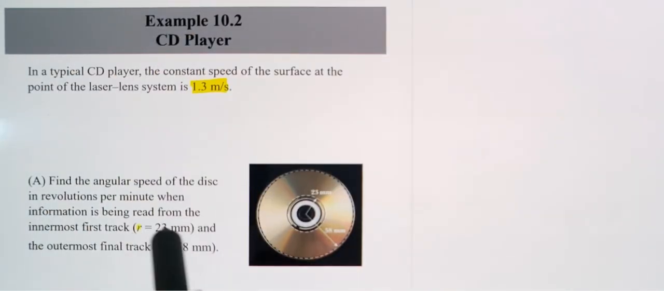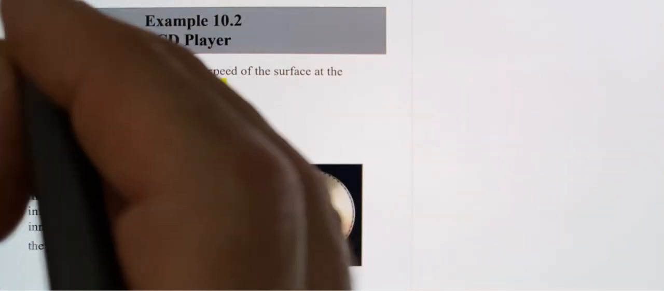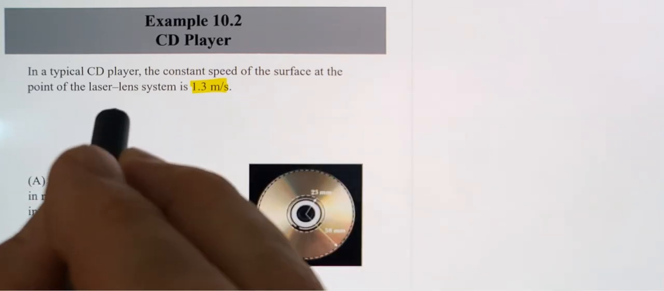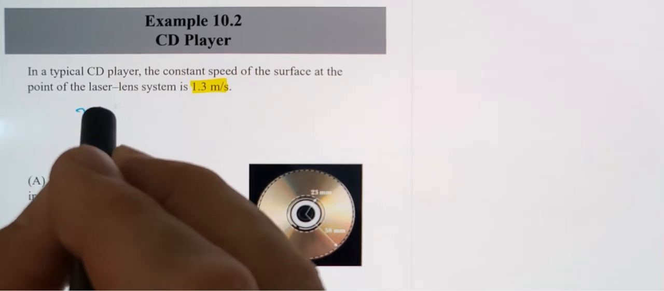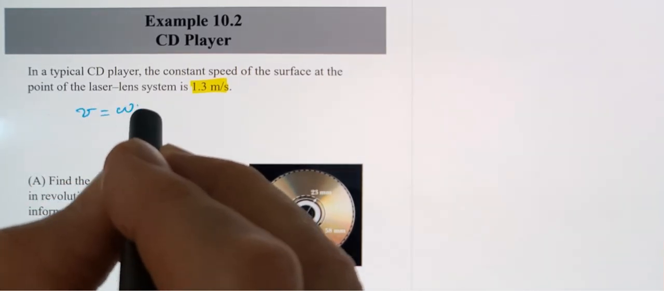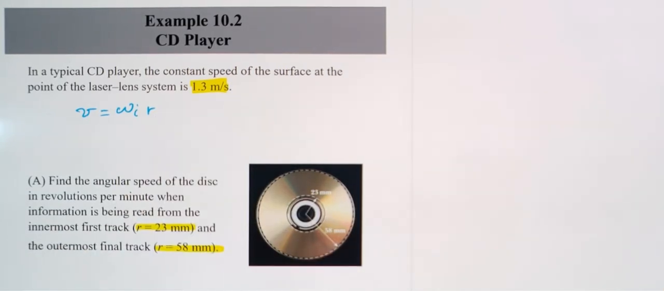Okay, so now let's see the information given to us. We have velocity, or linear velocity, or linear speed, talking about the magnitude, is equal to omega multiplied by R. So we have two R's, two different radii. This is the outermost and this is the innermost.